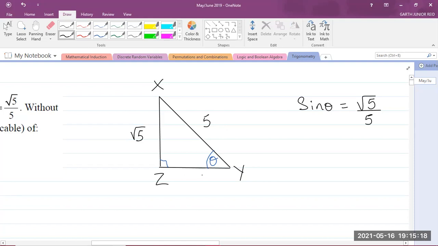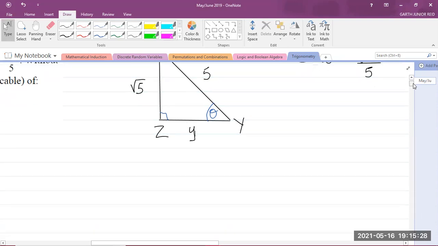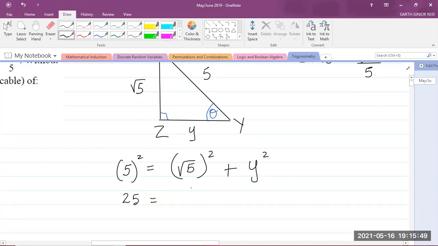Now I want to find ZY, so let me just call it y, small y. We can find that side using Pythagoras' theorem. So I'm going to have 5 squared equal to the square root of 5, squared, plus y squared. The 5 squared is 25, and that is equal to the square of root 5, which is 5, plus y squared.